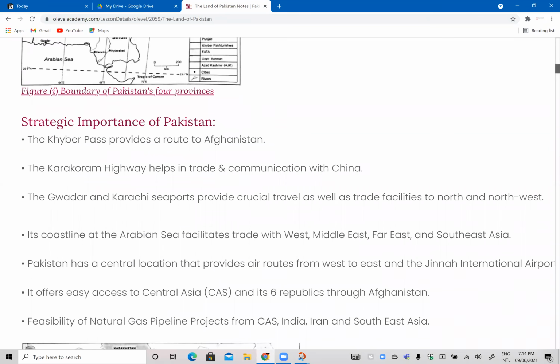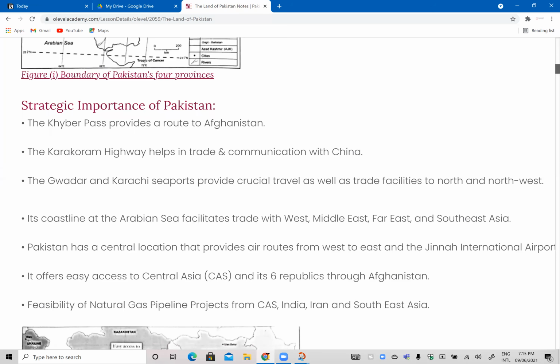Its coastline at the Arabian Sea facilitates trade with the West, Middle East, Far East and Southeast Asia. So because we have a coastline with the Arabian Sea, we're connected with all of these countries, Middle Eastern countries, the Far Eastern states, the Southeastern states, right? Southeast Asia. So we have this natural route of trade with all of these countries.